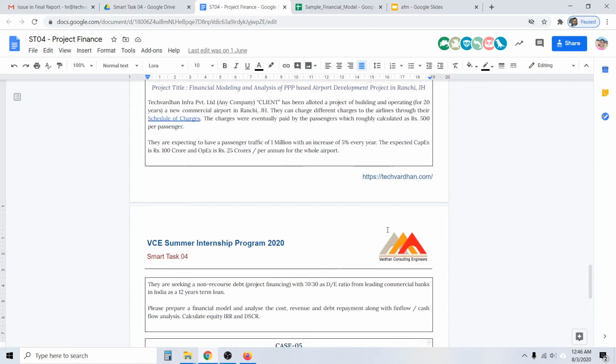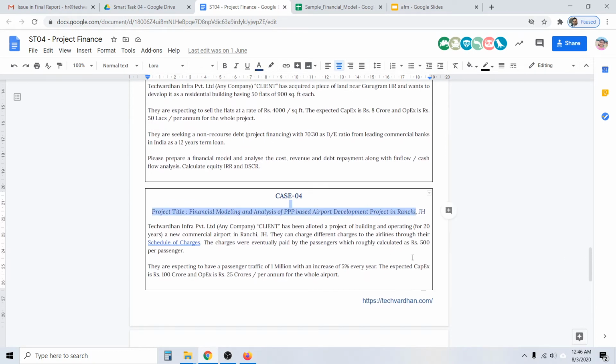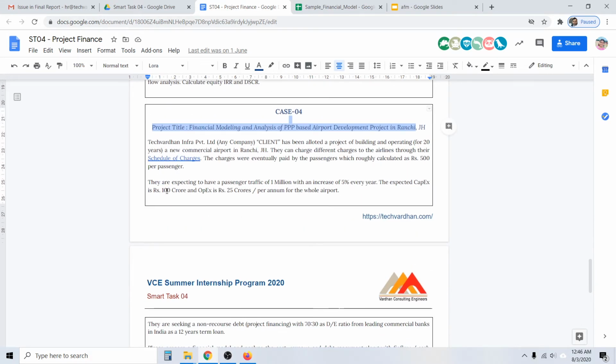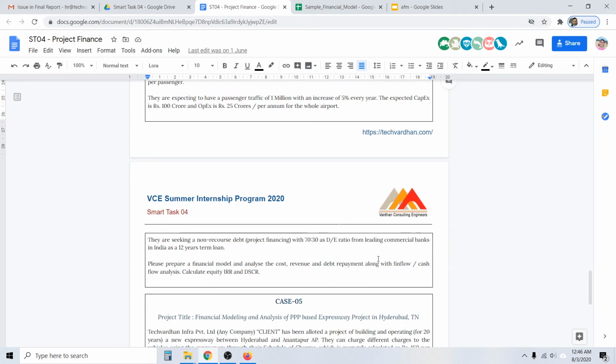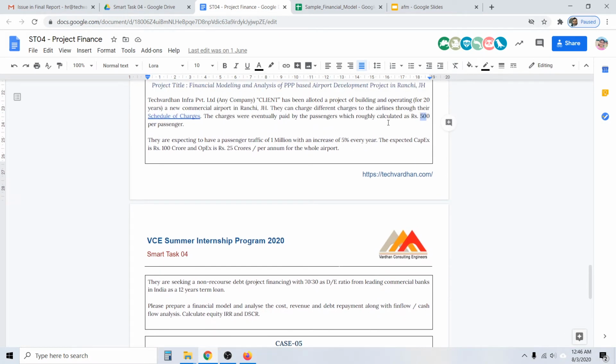Now let's talk about the revenue of this airport development project. See, this is also simple, right? The revenue is 500 rupees per passenger multiplied by the number of passengers, like 1 million passengers multiplied by 500, and that is the revenue per year. So this is how the revenue can be calculated.